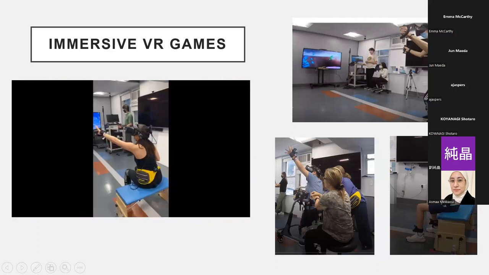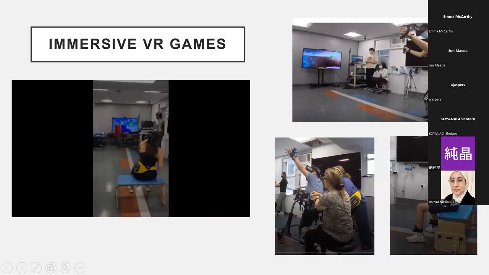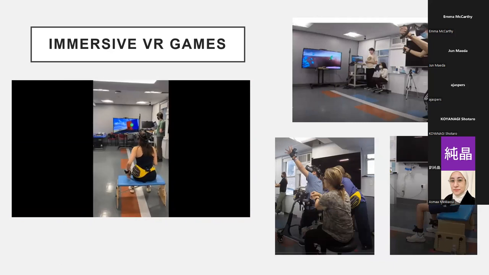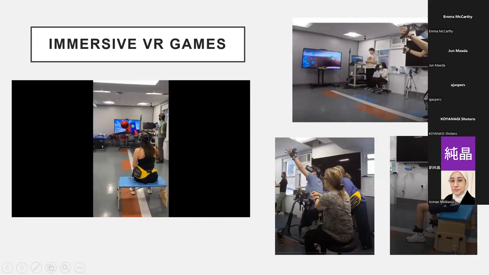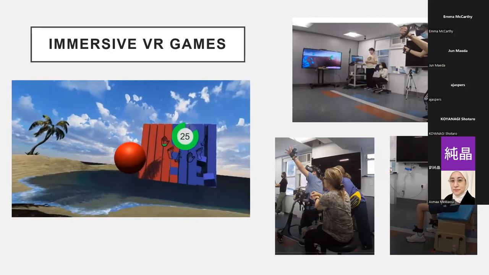GMFCS level 2, sitting with lovely posture there, playing one of the sitting games. When the parents are there, they do questionnaires pre and post. The parents can watch on the big screen what their children are seeing in the head-worn display so that everyone knows what everyone's doing. And that's the purpose of it.